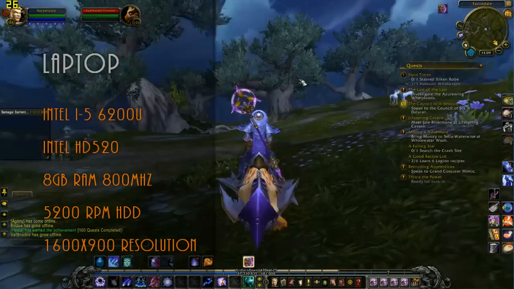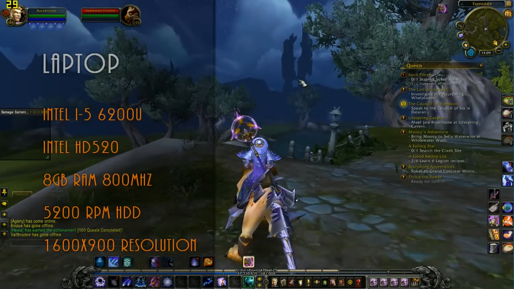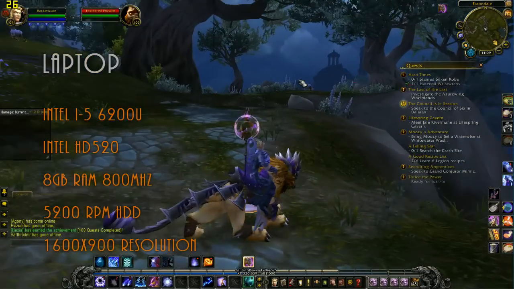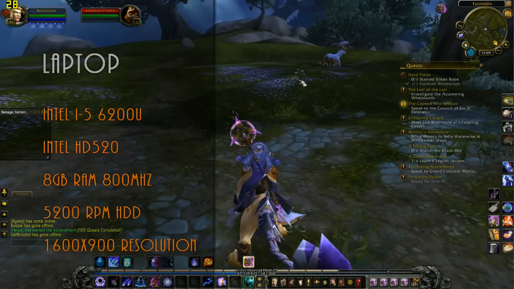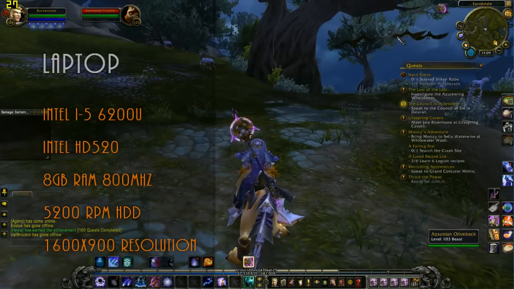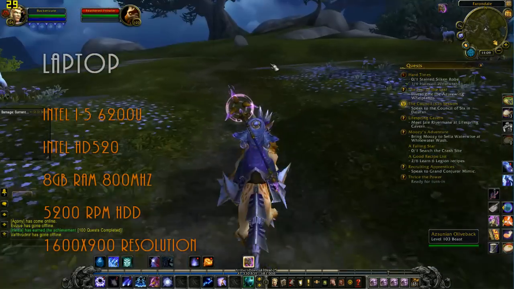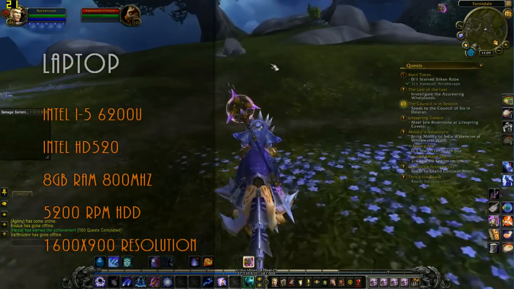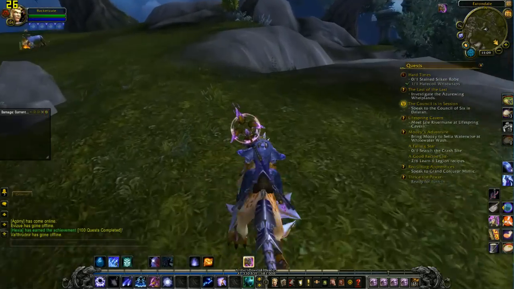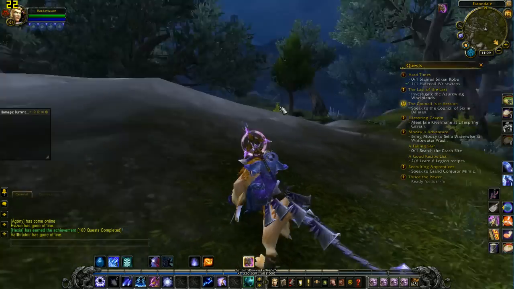Today I'm going to show you how World of Warcraft Legion actually runs on integrated graphics. In my case, it's on the processor, which is an i5 6200U, and the integrated graphics are known as HD 520. Now, if you have a different Intel processor of this generation, which is the sixth one, also known as Skylake, you might have different integrated graphics.